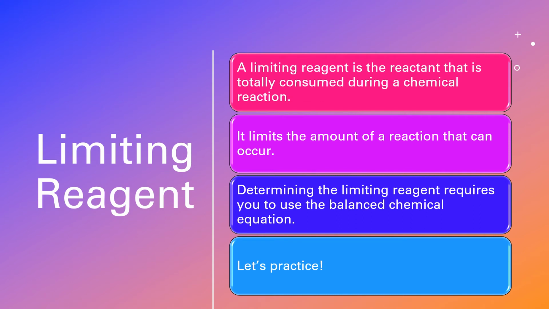We should probably actually define what a limiting reagent is. A limiting reagent is the reactant that is totally consumed during a chemical reaction. It limits the amount that the reaction can occur, and we can determine this limiting reagent in a given reaction using the balanced chemical equation.